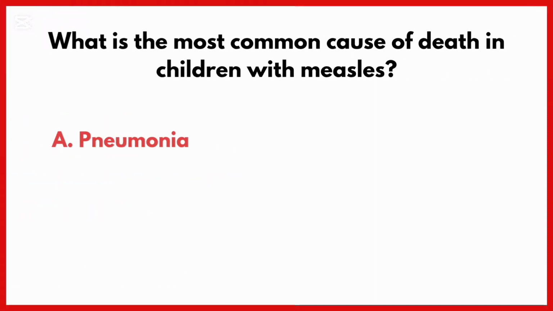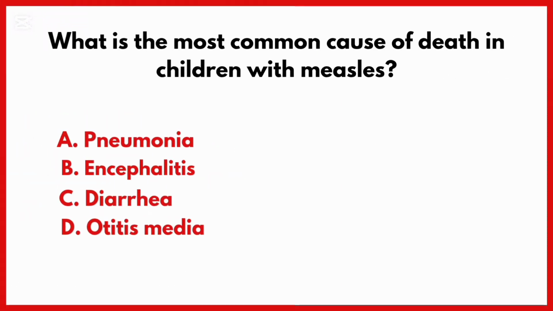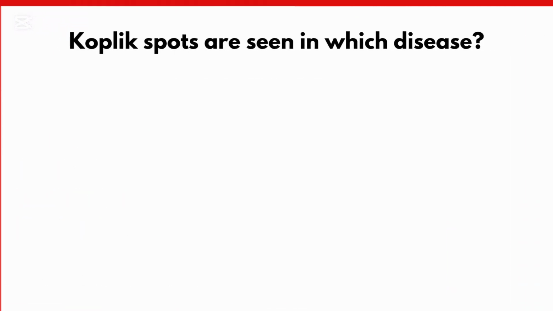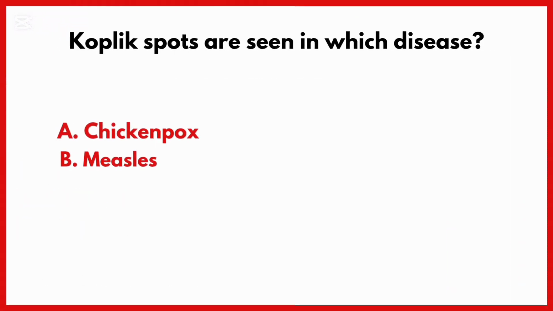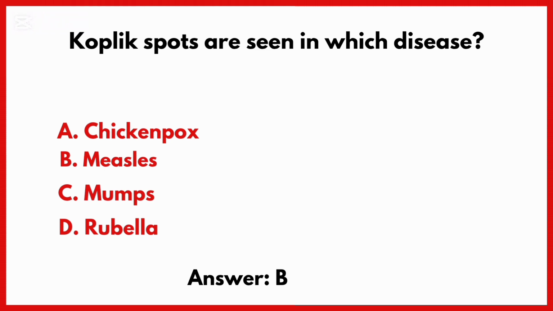What is the most common cause of death in children with measles? Correct answer is option A, pneumonia. Koplik spots are seen in which disease? Correct answer is option B, measles.